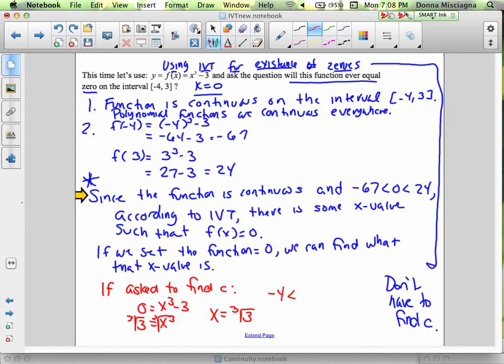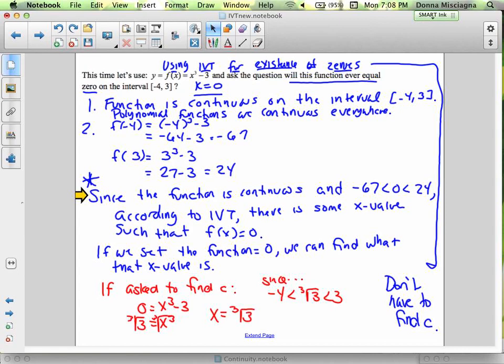Because it is in between those values, that's true. But we weren't asked to find c, so that was all we had to do.